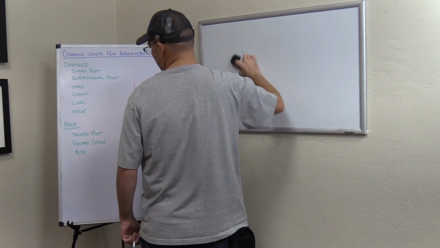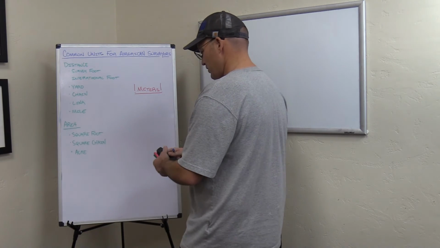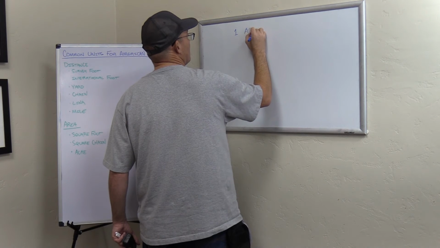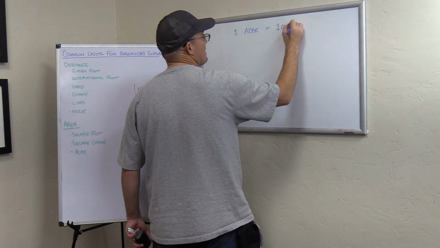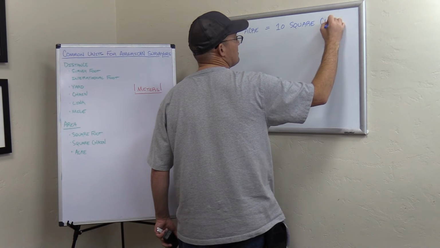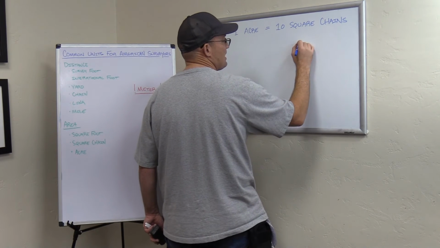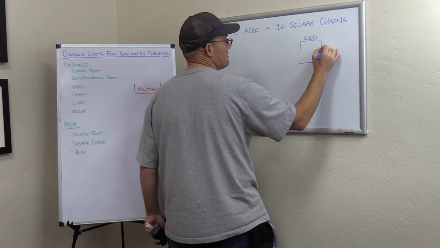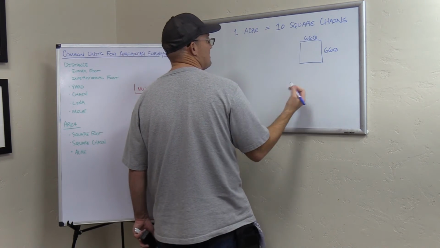Now let's just wrap up with some area. So 1 acre equals 10 square chains. That's where the value of an acre comes from. It comes from 10 square chains. Here's how I remember that. The chain is 66 feet, so 10 square chains would be 660 times 660. If you can remember that math, you can always remember how many square feet are in an acre.